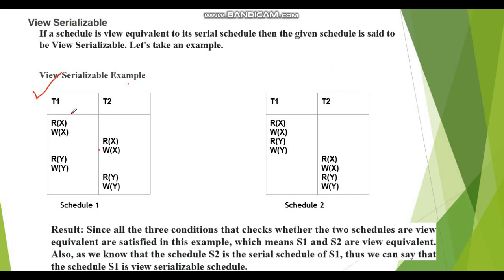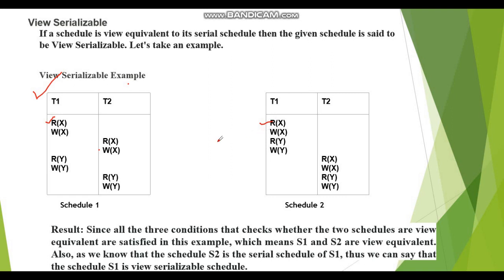So you can see here in schedule 1 there are two transactions, T1 and T2. T1 is performing the initial read on data item X. Which transaction initiated the read on data item X? That is transaction T1. So let's check schedule 2. Which transaction initiated the read operation on X? Obviously here it is transaction T1. The first condition is satisfied.